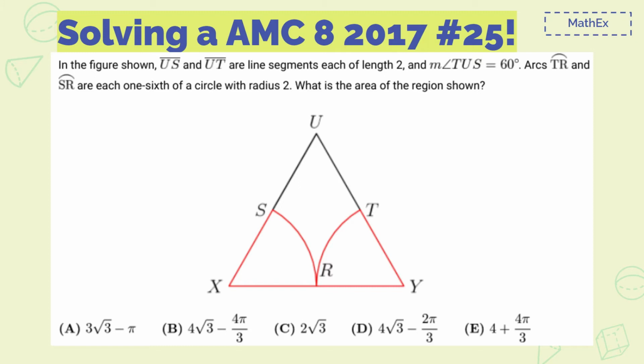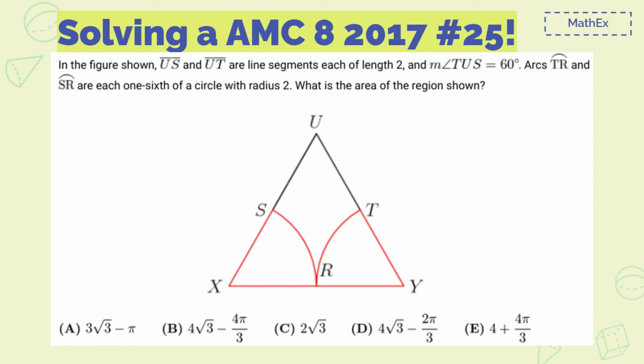So essentially, the first thing we can notice here is that UXY is an equilateral triangle. You may be wondering, oh, how do you know it? Basically, for this angle, which is going to be TUS, they said in the problem it's 60 degrees. And because each arc is 1/6 of a circle, and a circle has 360 degrees, we can divide by 6 to get the 1/6.